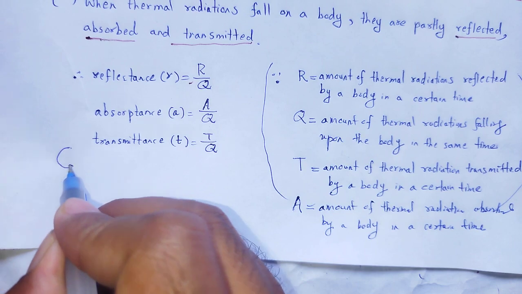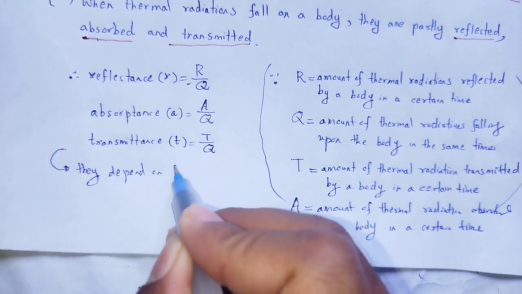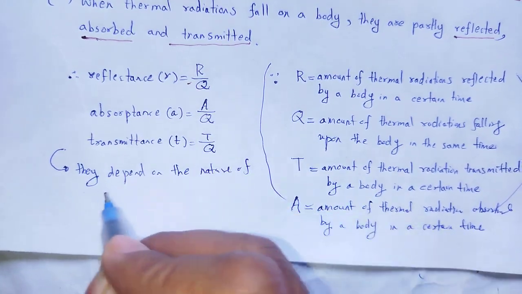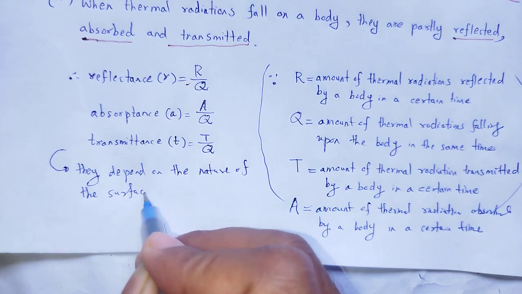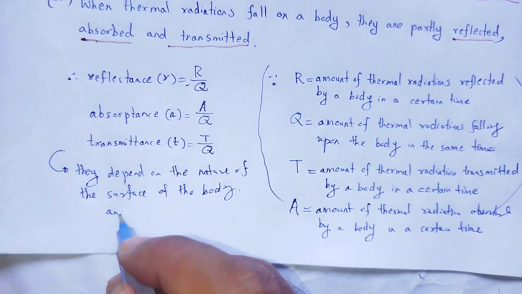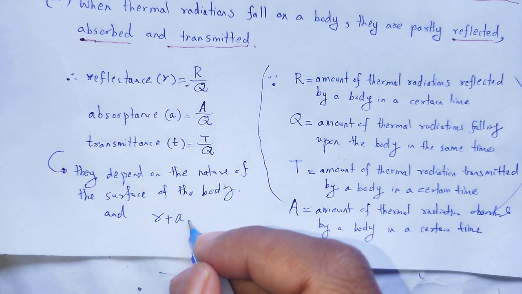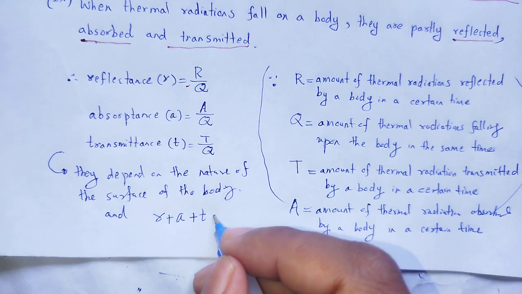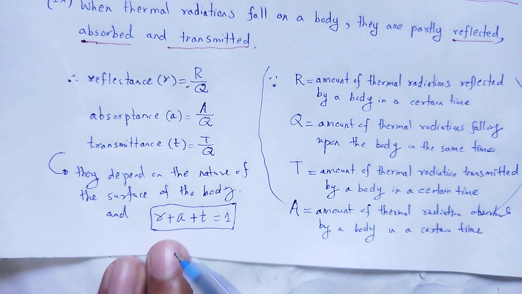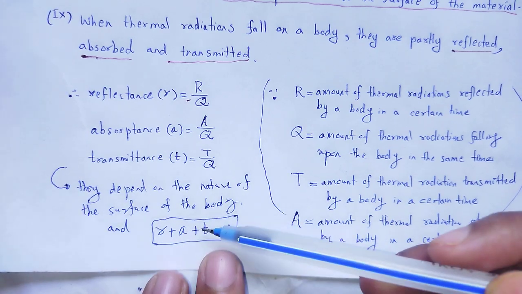These depend on the nature of the surface of the body, and the sum of the coefficients, that is reflectance, absorptance and transmittance, is equal to 1. The sum of reflectance, absorptance and transmittance will be 1.